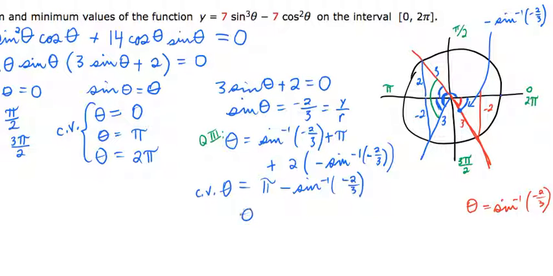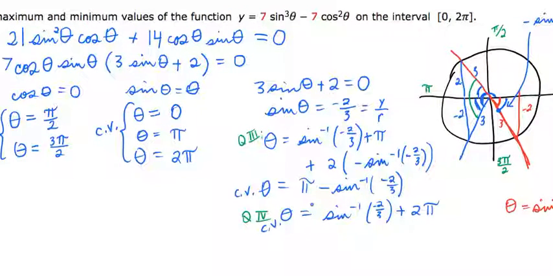The other one is in quadrant 4. That's the other angle at which sine of theta is -2/3. Well, if I start here at this negative angle, at sine inverse of -2/3, I just need to make a full revolution around in order to make that angle between 0 and 2 pi. So we're going to have the angle itself, which is sine inverse of -2/3 plus a full 2 pi. So that's my other critical value. So we have quite a few critical values on that interval.